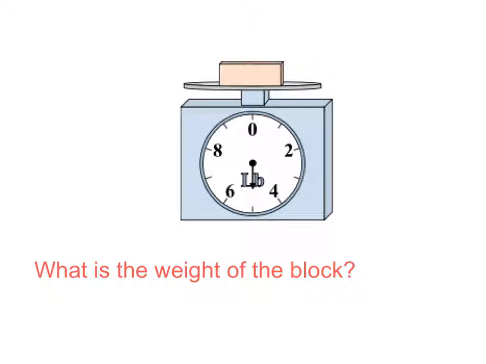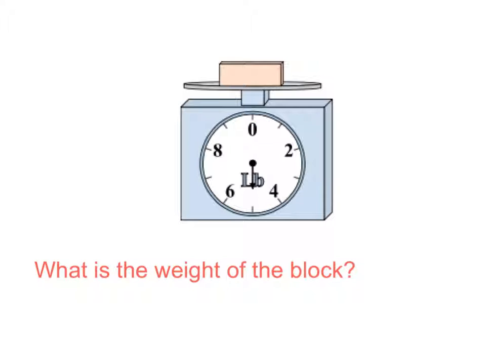Alright, so let's start with the simplest type of question. This is just, what is the weight of the block? So again, we have the block up here. It's sitting on the scale and the heaviness pushes down. And we have the little arrow. It would start at 0 and then it goes around.